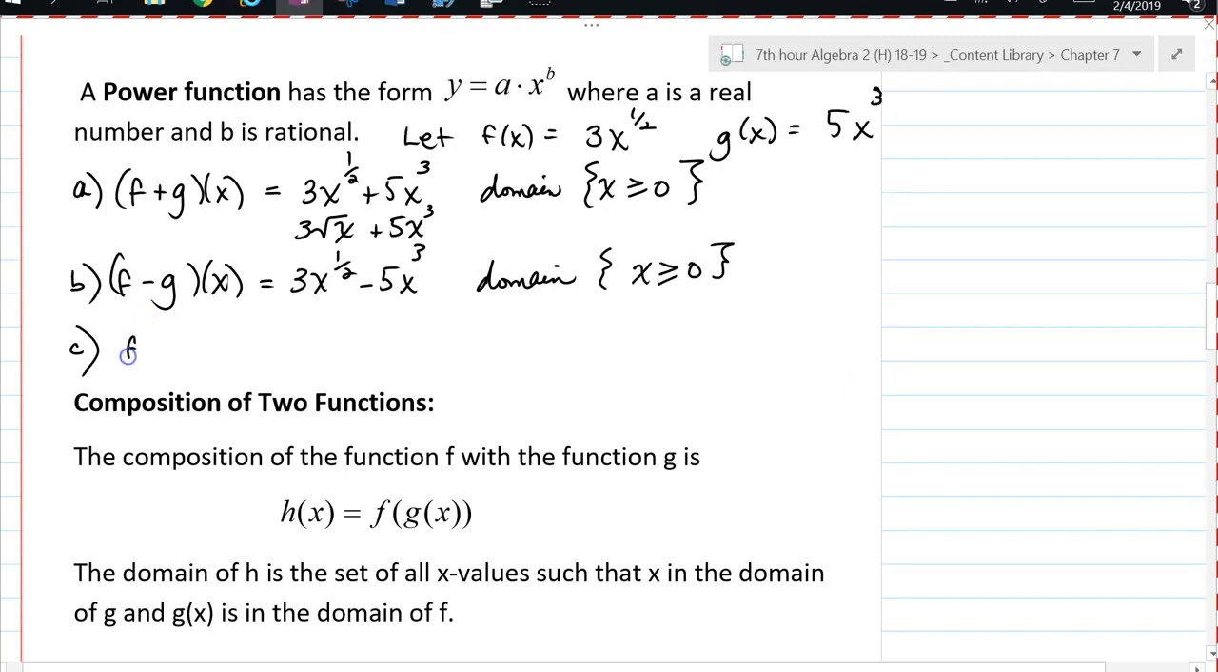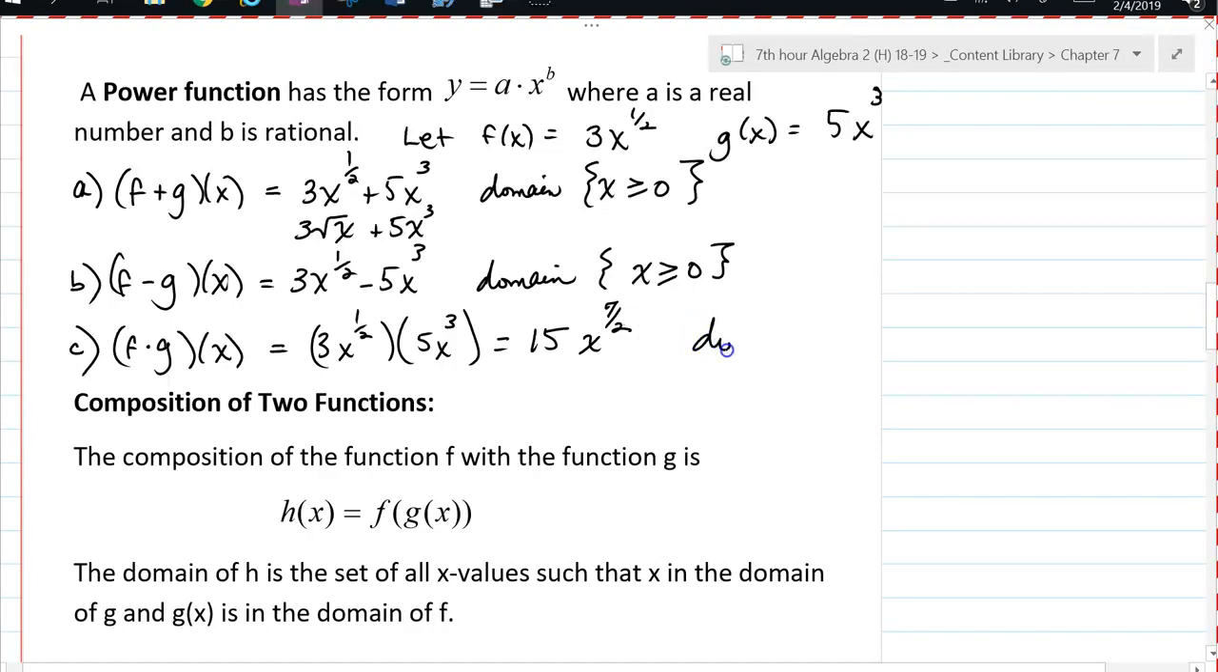All right, and then let's talk about multiplying. This would be f times g of x. So we're going to do 3x to the 1/2 times 5x to the 3rd. And we actually can multiply these together because we can multiply powers together as long as they have the same base. So I'm going to say 3 times 5 is 15. x to the 1/2 times x to the 3rd is, let's see, I'm going to add the exponents. So 1 over 2 plus 6 over 2 is 7 over 2. So this is what we get.